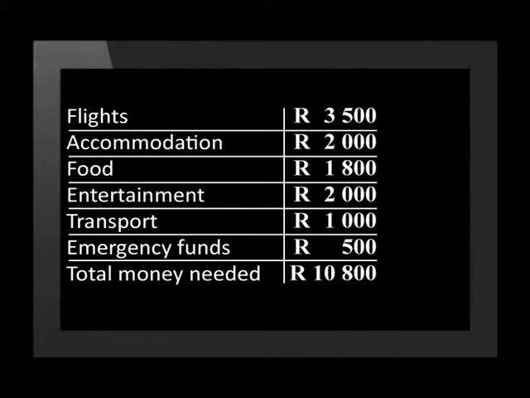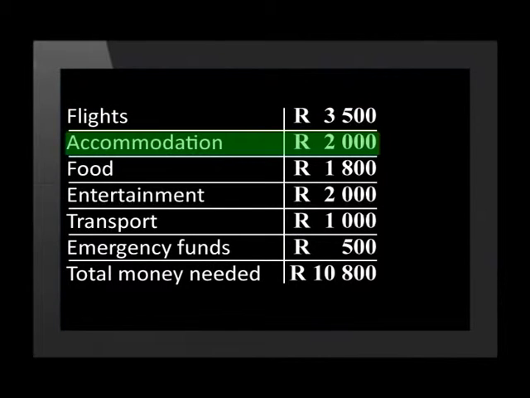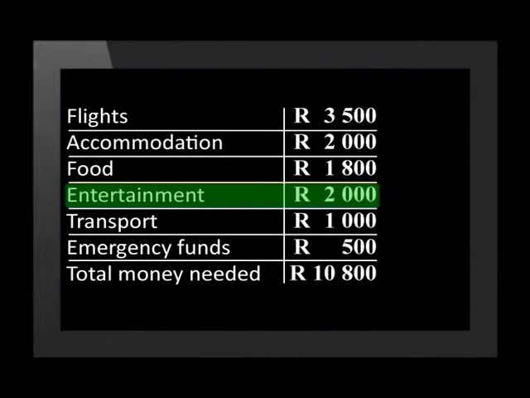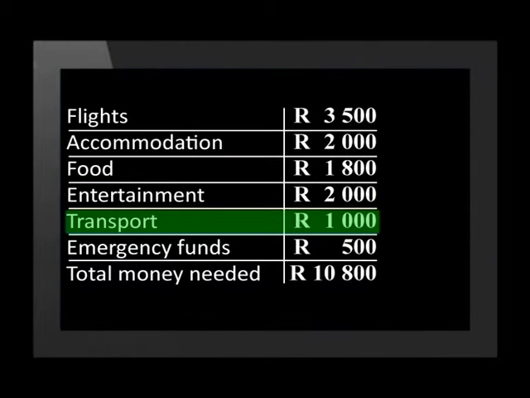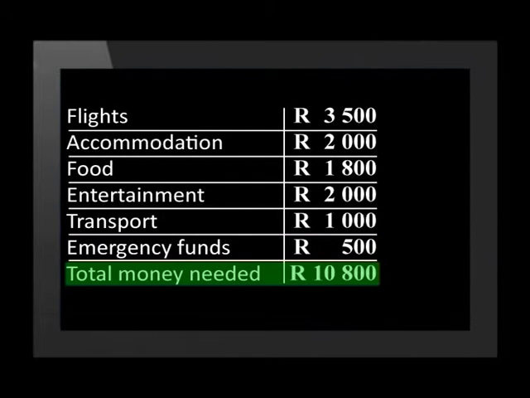Let's list the expenses. Flights will cost roughly 3,500 Rand. Accommodation will be 2,000 Rand. Food will be 1,800 Rand. Entertainment roughly 2,000 Rand. Transport while we are in Cape Town will be roughly 1,000 Rand. And we should set aside 500 Rand in case of an emergency. This means that our total amount we need is 10,800 Rand.